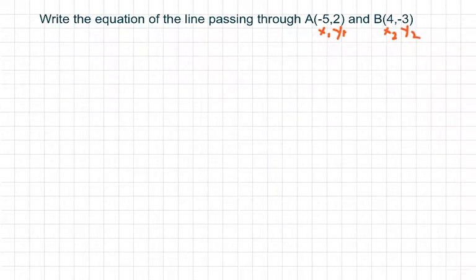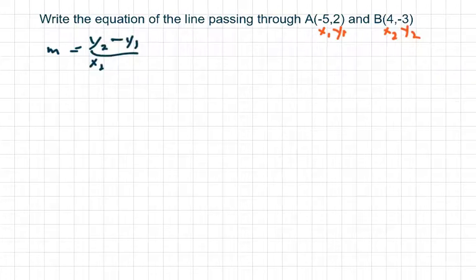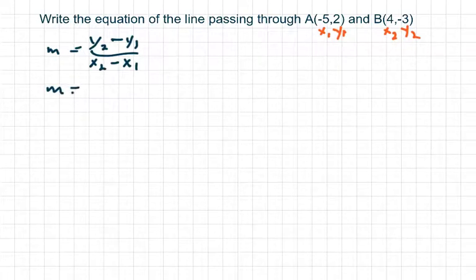As we think back, we always need a slope and a y-intercept for the equation of a line. So given 2 points, we can always go back and think about the slope formula. M equals y2 minus y1 over x2 minus x1. Substitute the values that we know into the formula. We get -3 minus y1, which is 2, divided by 4 minus a minus 5.